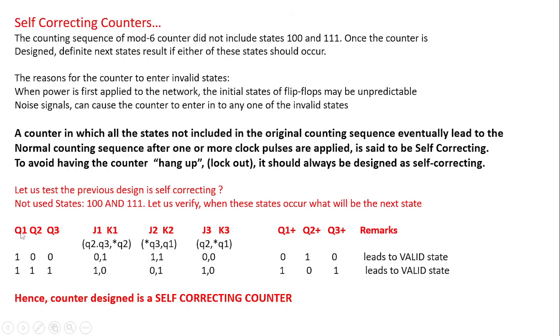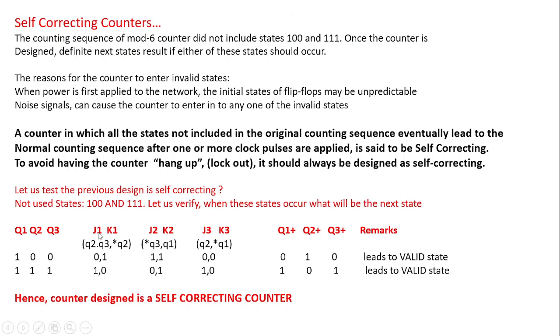Now let's document the invalid states. 100 is not a valid state, 111 is not a valid state. Already we have derived in the previous discussion the expressions for J1, K1, in terms of Q2 and Q3. Q2 bar is the expression for K1, similarly Q3 bar is the expression for J2, Q1 is the expression for K2, Q2 for J3, Q1 bar is the expression for K3. I have written here the circuits which drive J1, K1, J2, K2 and J3, K3.